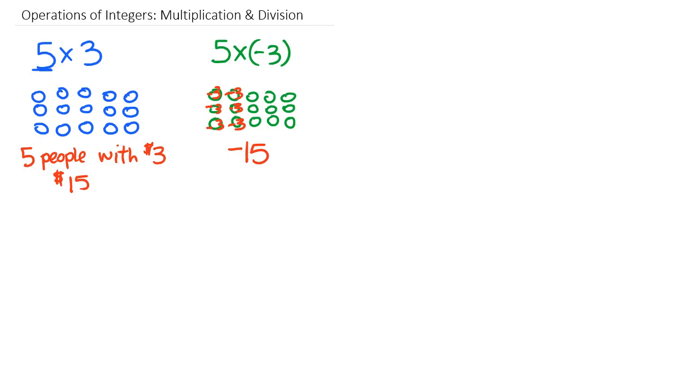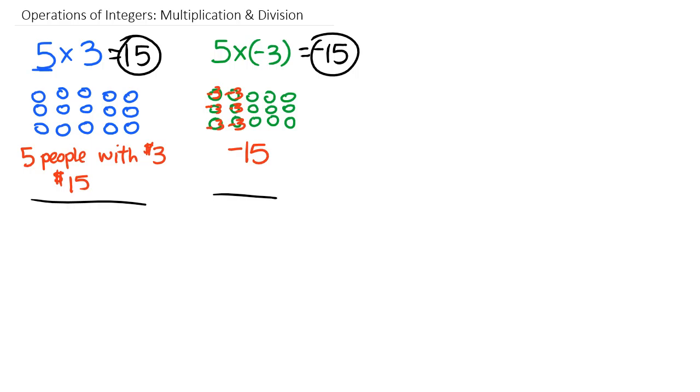So the application that we have here is exactly the same here. So when we have a positive and we multiply it by a negative, we come out with a negative solution. And we notice here that when we have a positive times a positive, we get a positive.